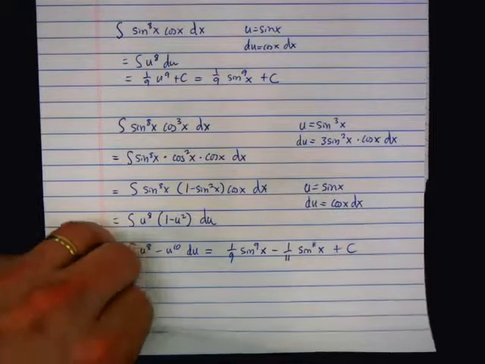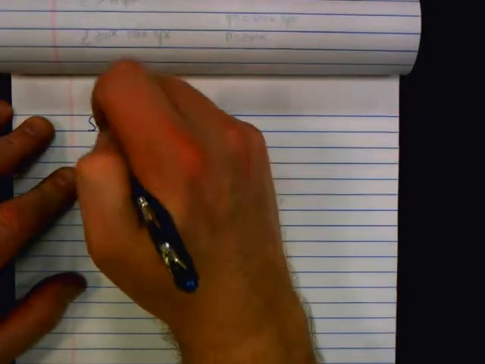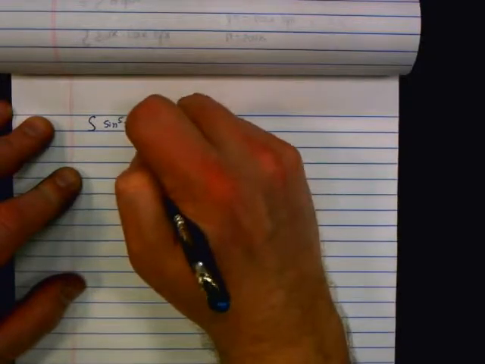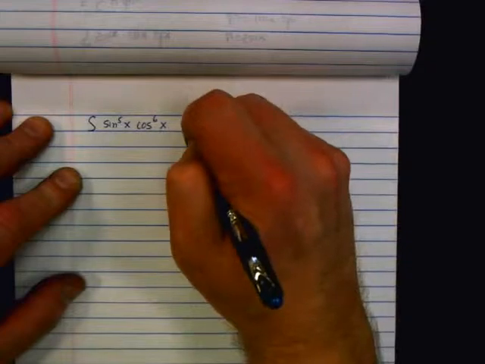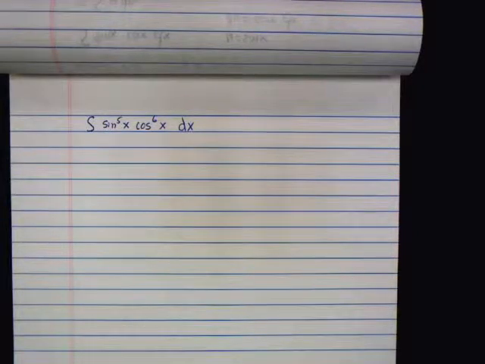All right, let's try another one. The integral of sine to the 5th x cosine to the 6th x dx. You look at those, and you hope one of them has an odd power.